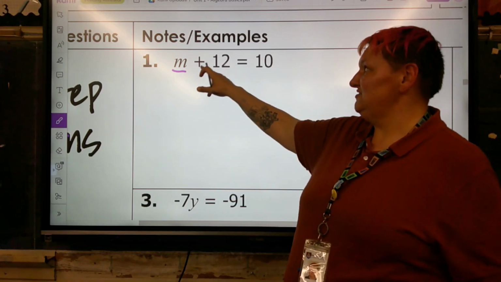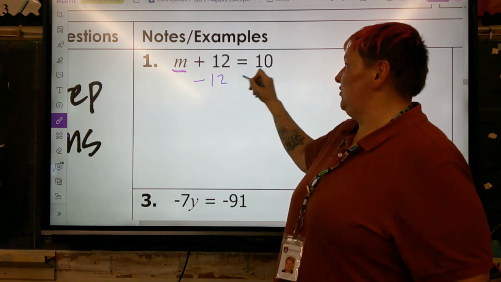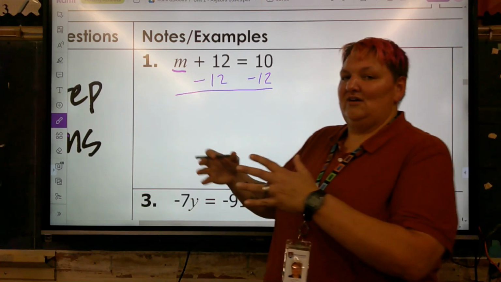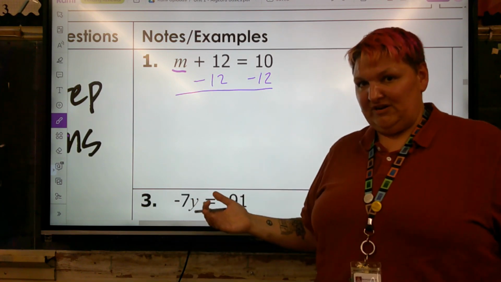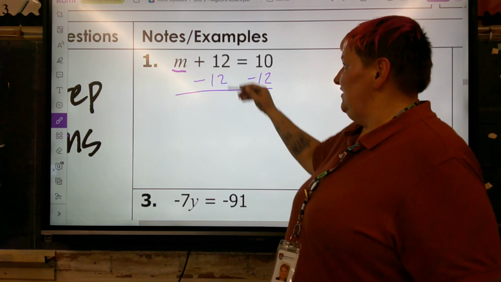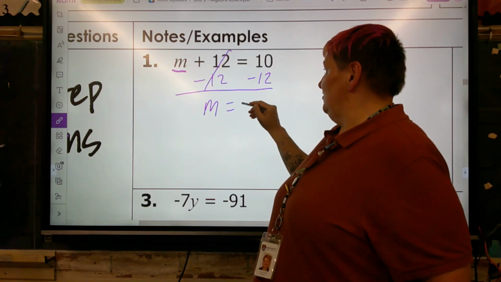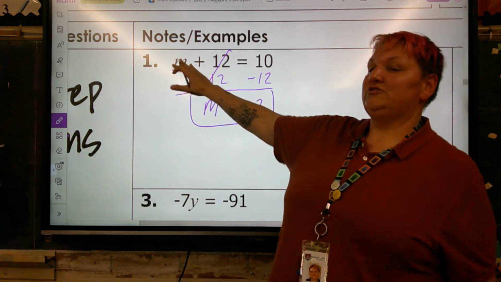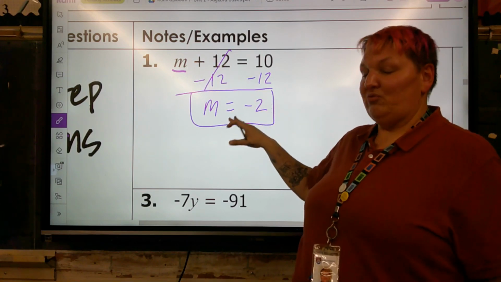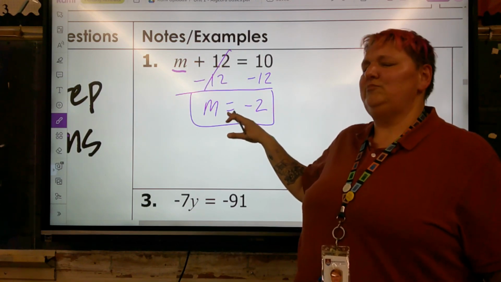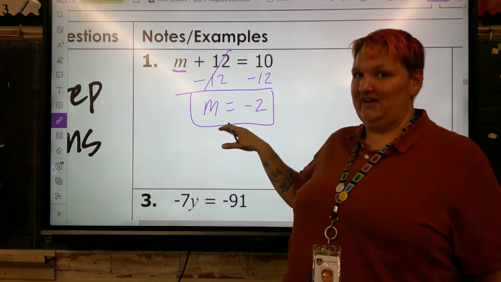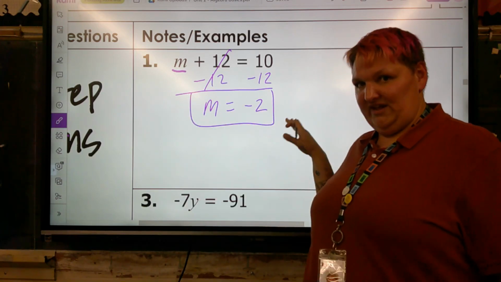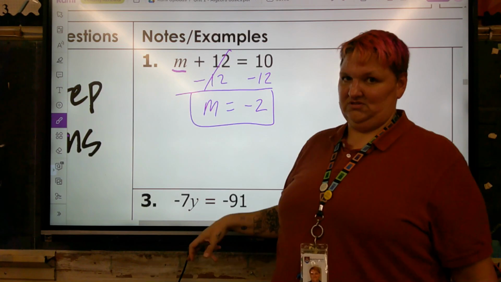So this is a positive 12, so we're going to subtract 12 from both sides. Now remember, whatever you do to one side of the equation, you have to do to the other side to keep it an equation, to keep it equal. So you're left with m equals negative 2. That's your answer. If you start with a variable in the problem, 98% of the time there should be a variable in your answer. If you just put negative 2, that's not an answer. m equals negative 2, because you're telling us what m equals.